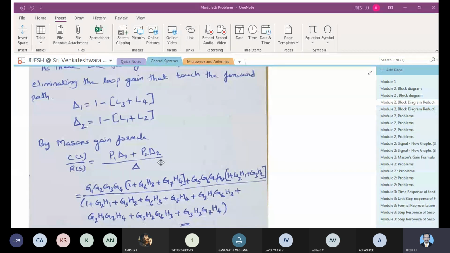So whether you are moving the summing point, the takeoff point, or the blocks, what you have to understand is that the output with respect to that section has to be the same. You are not supposed to manipulate the output by changing the block. If you do that, your reduction will go wrong.